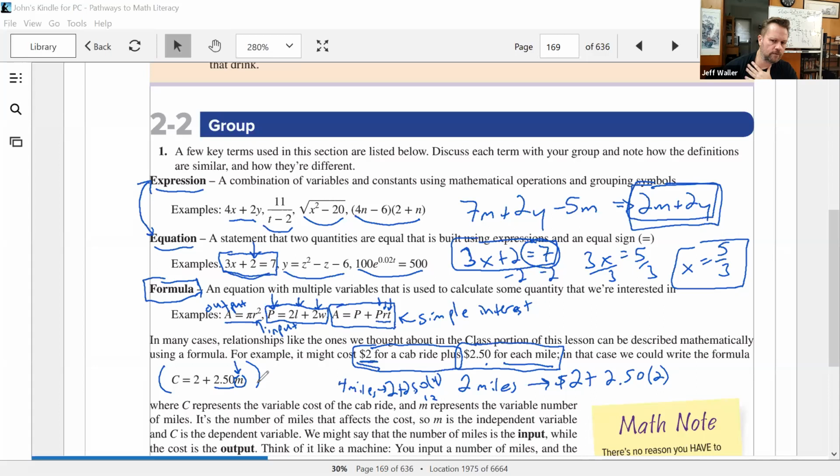The miles. I love it. So the number of miles is the input, and the cost is the output. If I change how long I'm in the cab, how many miles, I'm going to change how much money I've got to pay, which of course makes sense. We all know this, but this is just the math look of things.